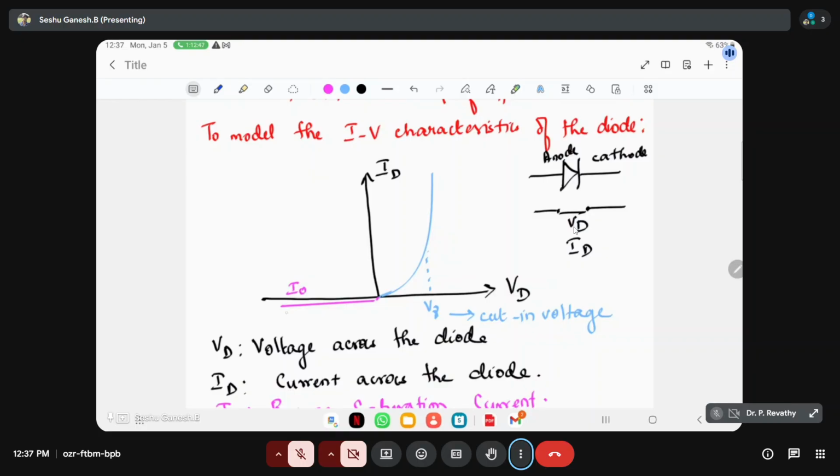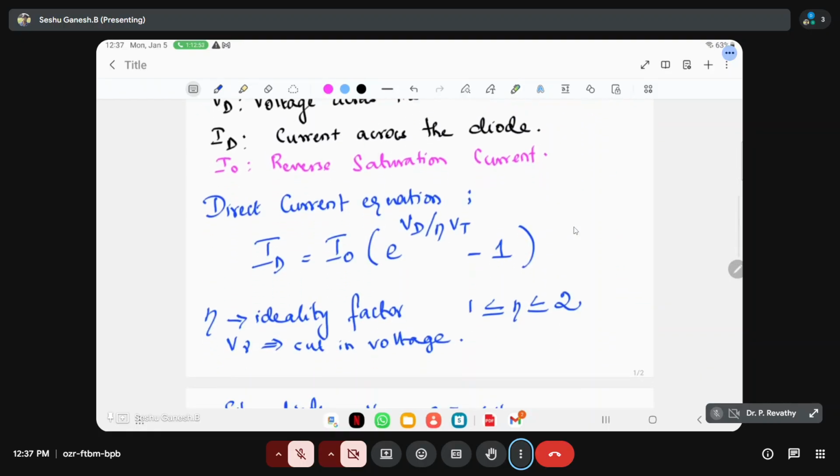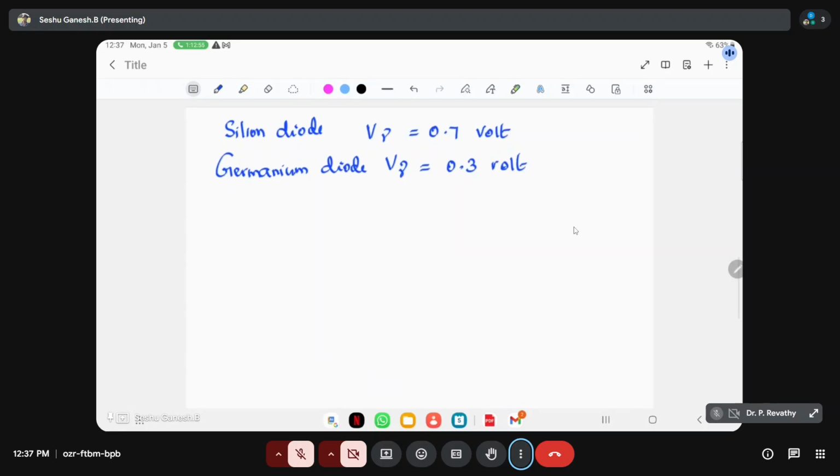And in the reverse bias condition, the reverse saturation current is nothing but the leakage current, which is shown in pink color here. Okay, so this is for a diode made up of either silicon or germanium.